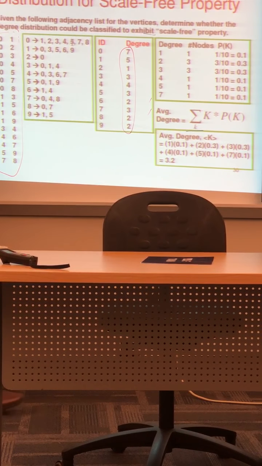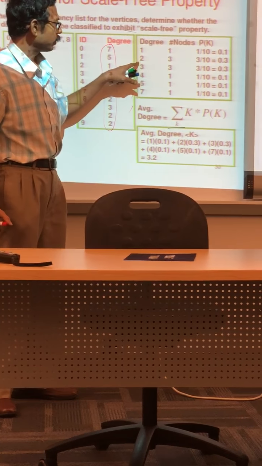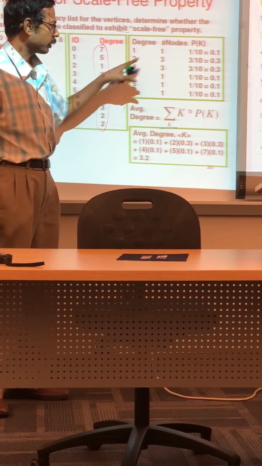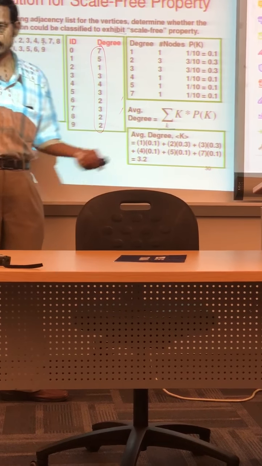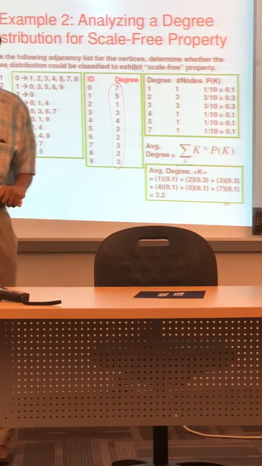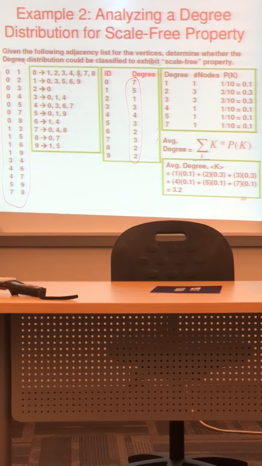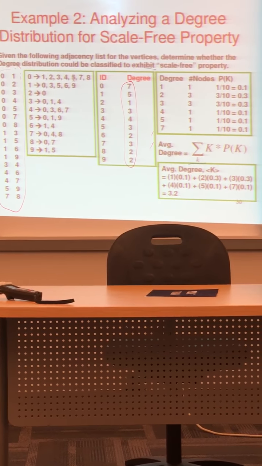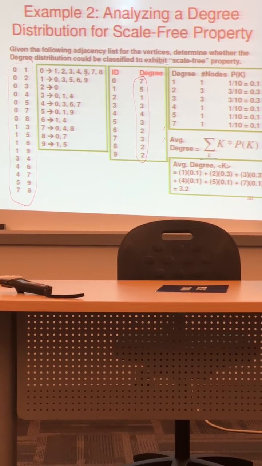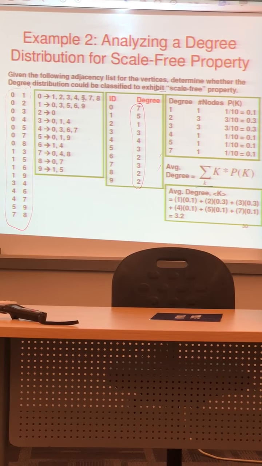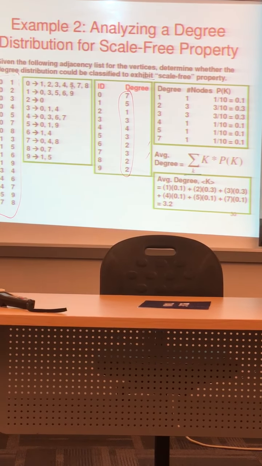Then k times P of k. So just 1 times 0.1 plus 2 times 0.3 plus 3 times 0.3 plus 4 times 0.1 and so on. Add them up. So that is 3.2. So the average degree of the vertices in this network is 3.2. Okay. So first find the degree distribution like this, then the P of k values, and get the average degree. Any questions so far?